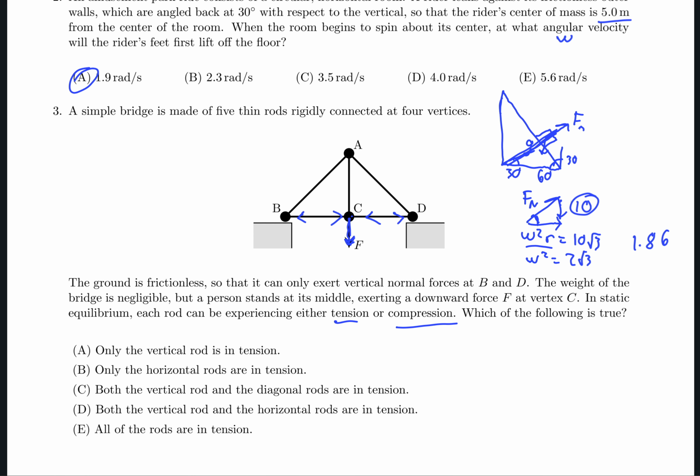Similarly, you can see that CD is also in tension, and AC, that's directly holding up the force by being tense. So that means that it is being pulled out. You can just imagine if AC were more stretchy, it would stretch out. Now what about AB?